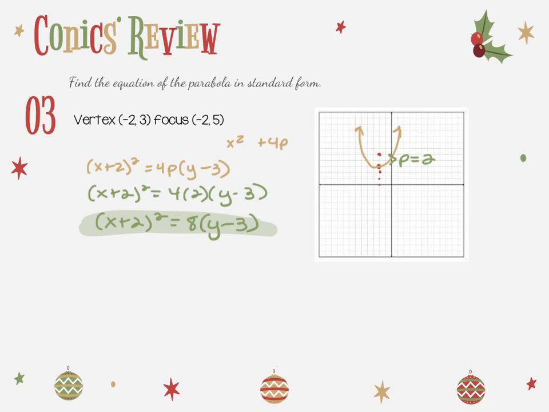Where did you get the numbers? Which ones? The 2 and the 3. So that comes from your vertex, the opposite of what follows x, right? Because it's x minus a -2. And then the opposite of what follows y, so it's y minus 3. Okay. And then the p came from the graph. There was a distance of 2 between them.